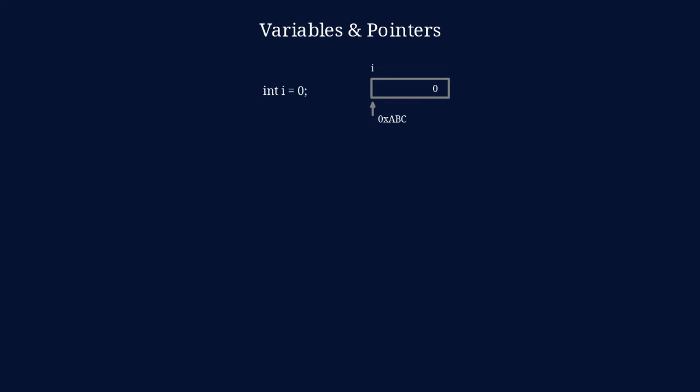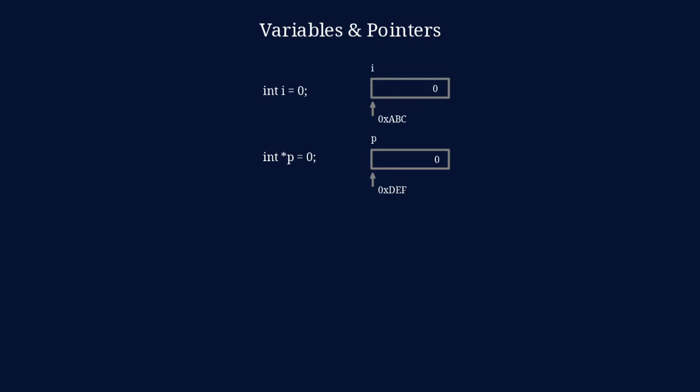Now, what about a pointer? I could have int asterisk p equals 0. What that means is I have, again, an area in memory. If we have, let's say, a 32-bit computer, it's going to be 4 bytes again. And because I've initialized it to 0, that's the value that's going to be in there. This will have its own address, right? Let's say address DEF. These are obviously not real addresses.